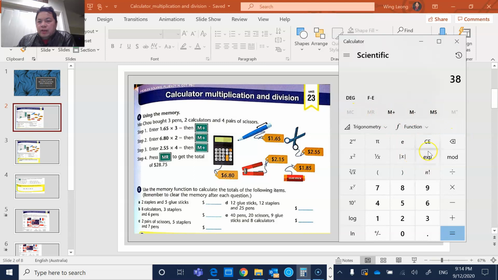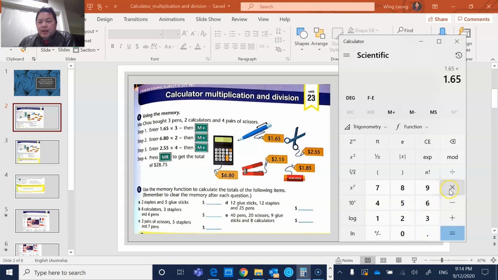Always remember you have to clear your calculator. You start from 0. You should not have any memory stored inside. So I'm going to go through the process with you, like for example, this first question. Let's go through step by step. Follow the example given.